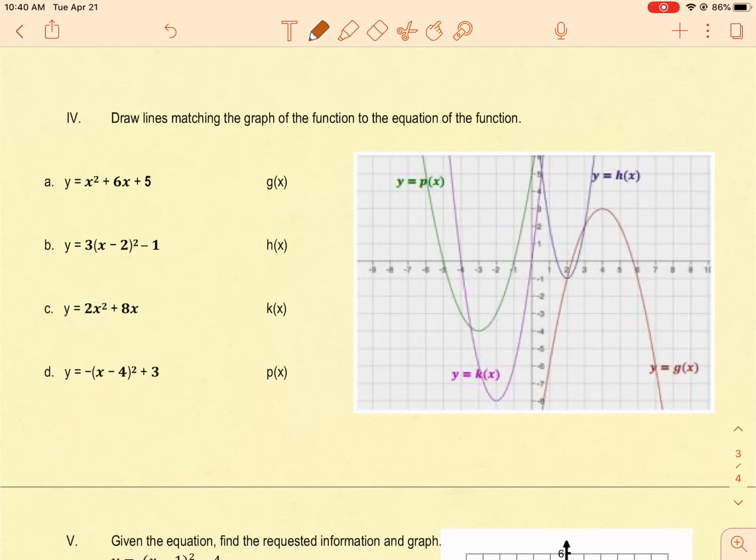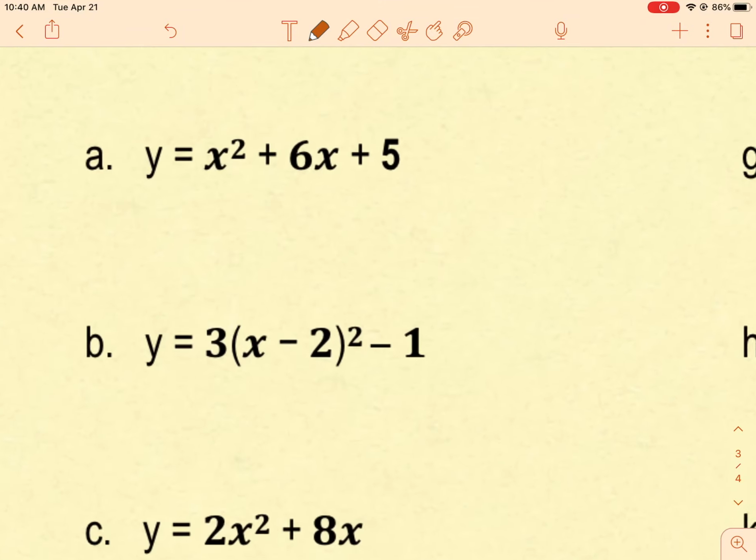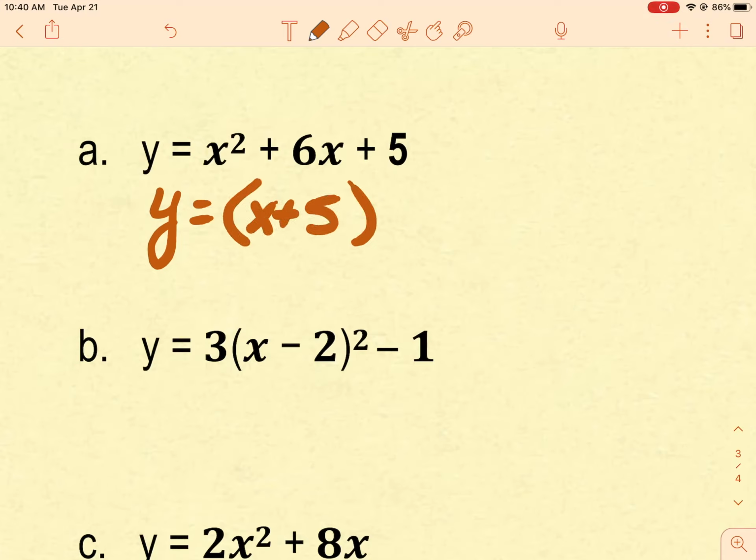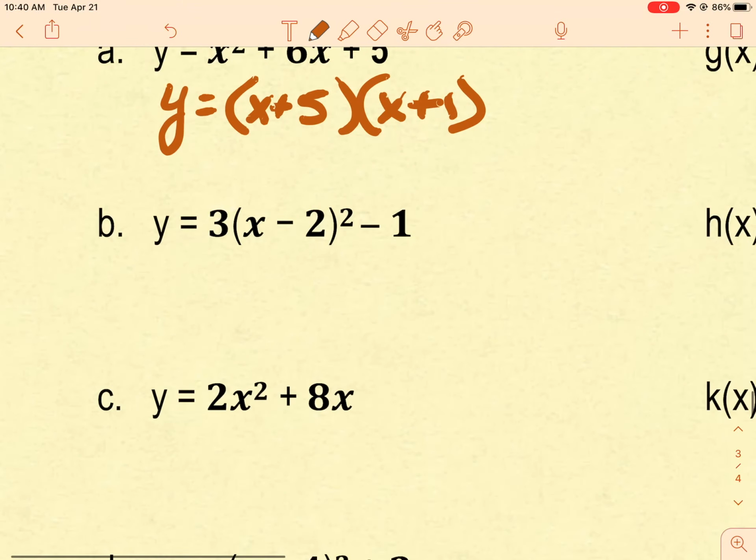Taking a look at the next section, again, I'll post the answer key, and I don't want to give these answers away right now, but to help you see which one's which. With this first one, it's in standard form. So you would want to factor that. That's doing the diamond problem. And I'll just say you end up getting this. And remember, that helps you find the x-intercepts.